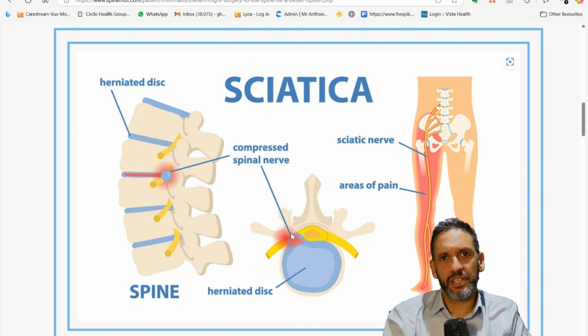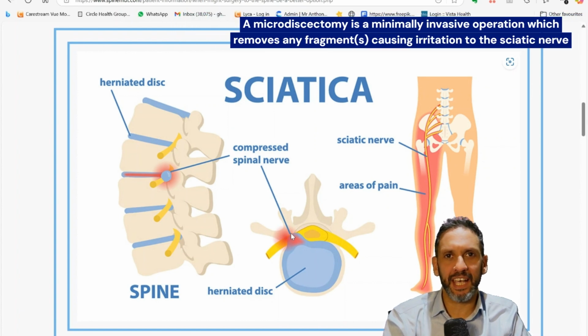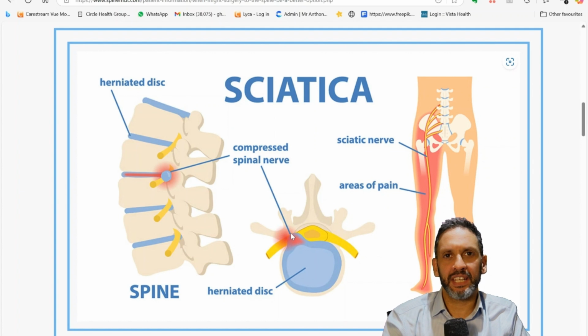And then there is a traditional operation called a microdiscectomy, which is quite a minimally invasive operation that I carry out. It's carried out through a very small incision in the lower back under a general anaesthetic. And under the microscope, we just shave away this little disc fragment here so that we can visually see that the nerve is decompressed. And that usually gives an instant alleviation of the pain with a fairly quick recovery.